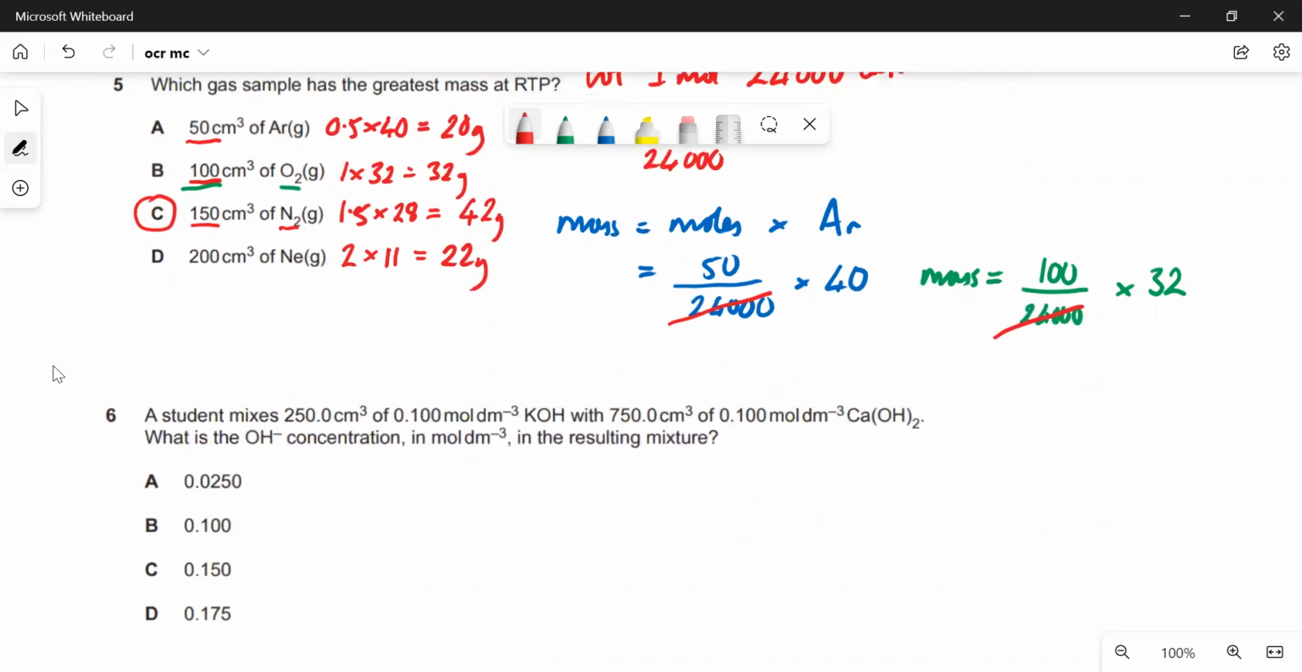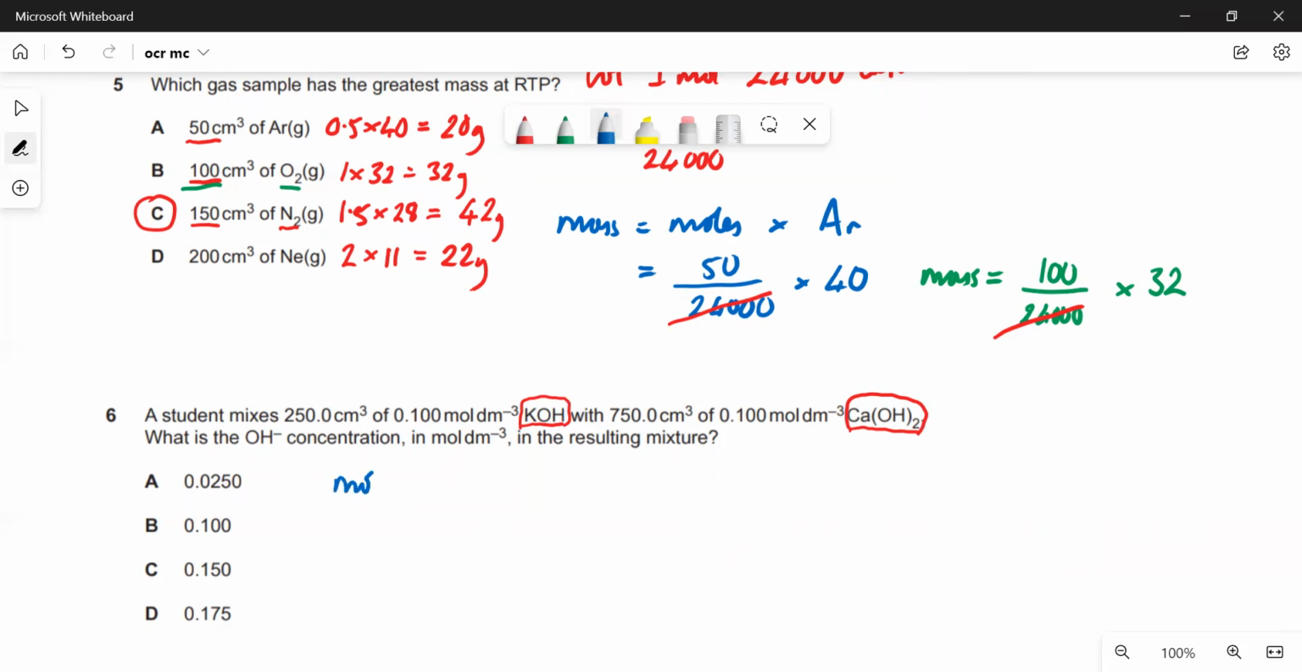Right. A student mixes some KOH with calcium hydroxide. Okay, what's the OH minus concentration in the resulting mixture? Now, it's important to realize here, when you dissolve 1 mole of calcium hydroxide, you're going to get 2 moles of OH minus ions. Whereas with KOH, when you dissolve 1 mole of KOH, you only get 1 mole of OH minus ions. So let's first of all work out the moles of KOH.